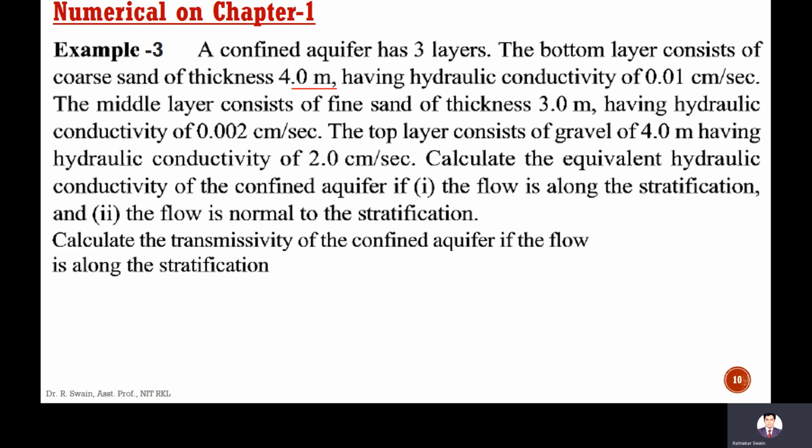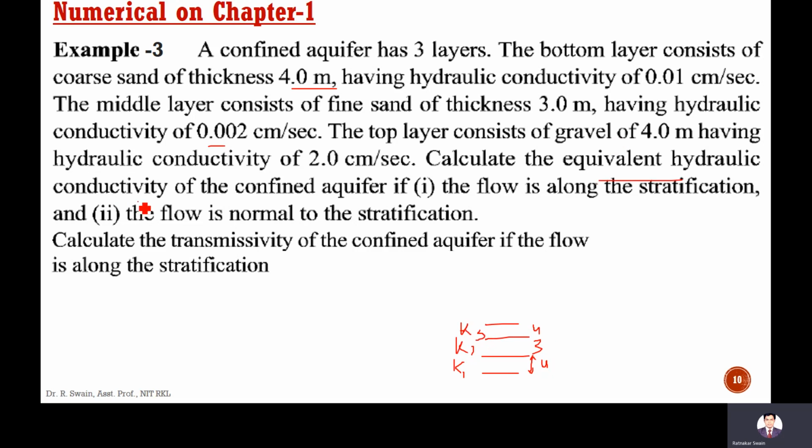A combined aquifer has 3 layers. The bottom layer consists of coarse sand of thickness 4 meter. Hydraulic conductivity here, K1, is given. The middle layer consists of 3 meter thickness, and here K2 is 0.02. And the top layer consists of gravel, 4 meter. Hydraulic conductivity is 2 meter per second, which means K3 you can take.